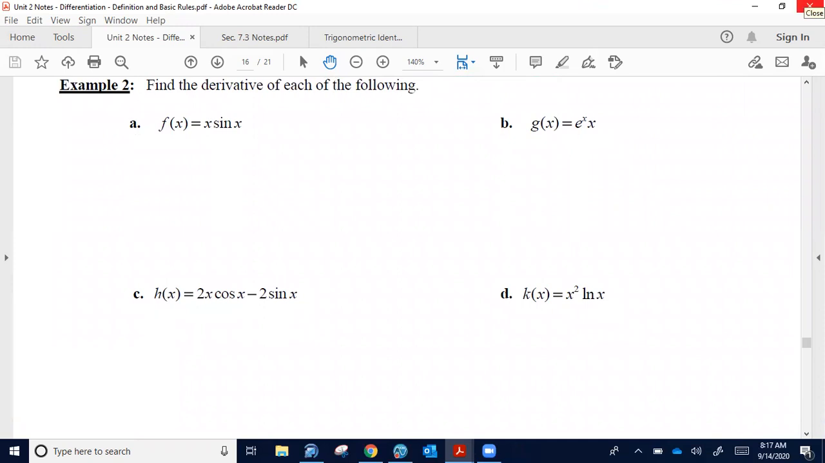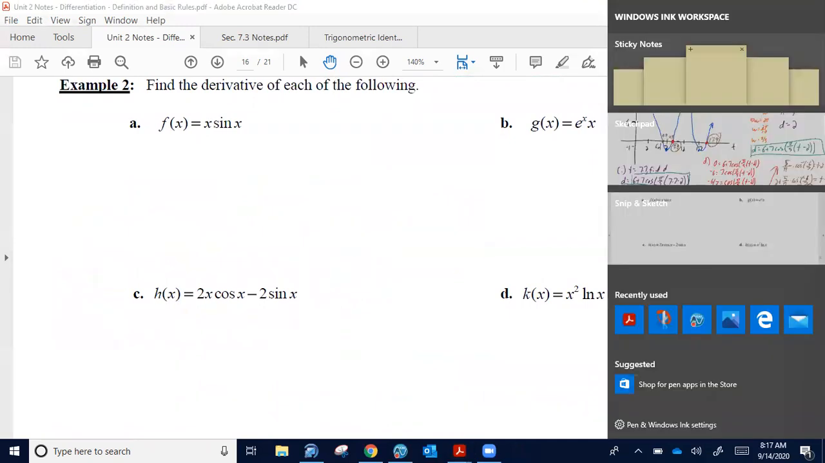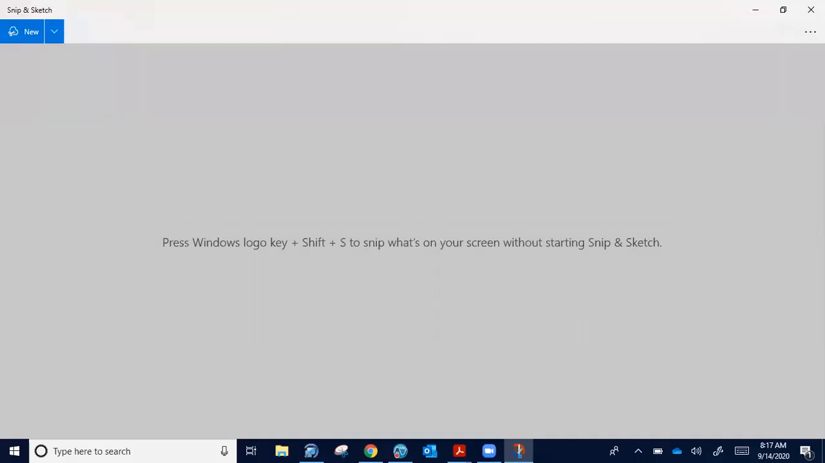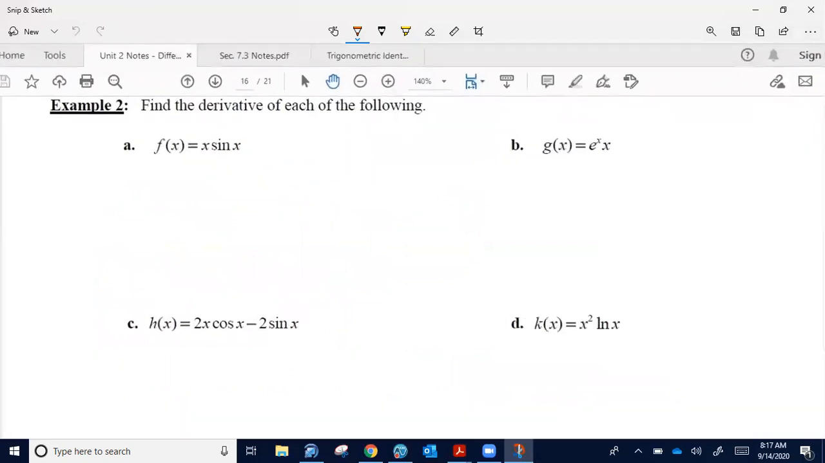So again, find the derivative of each of the following. Well, we have f of x equals x times the sine of x. So again, there are two distinct pieces here, x and sine of x, multiplied together. They both have the variable. I can't really FOIL or distribute this to break it up. I have to utilize this product rule.